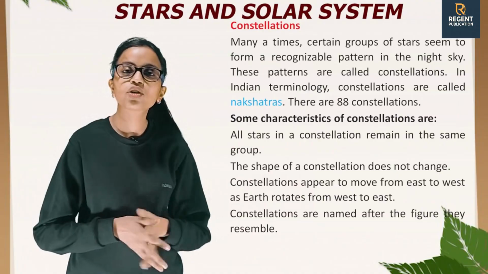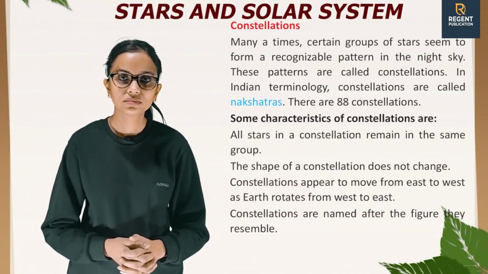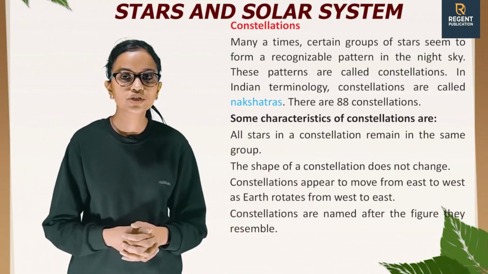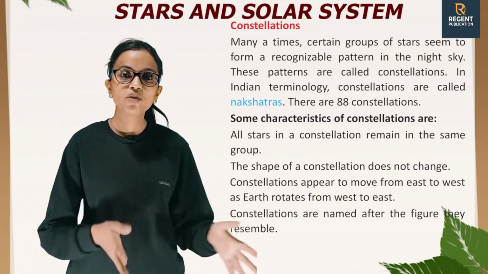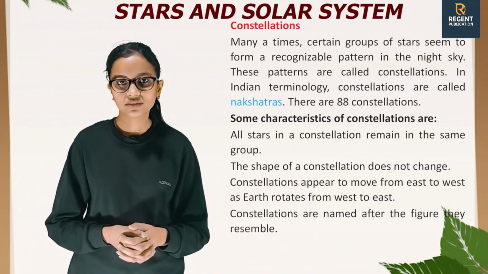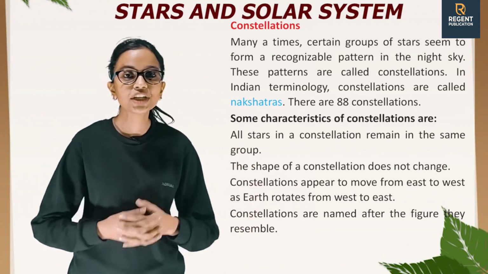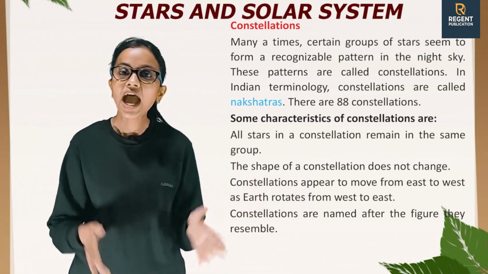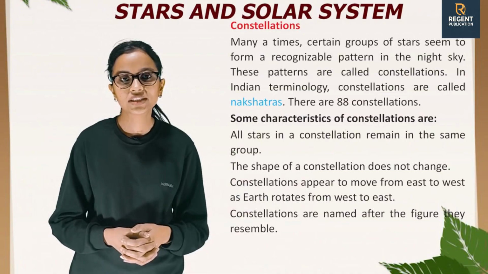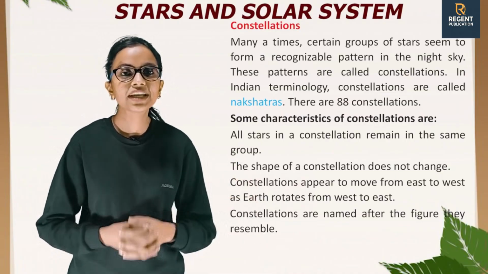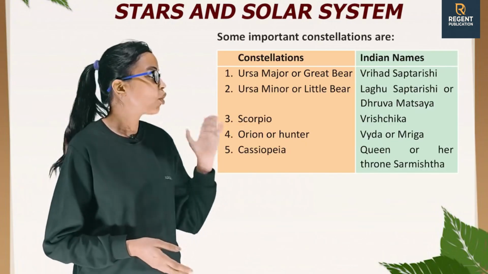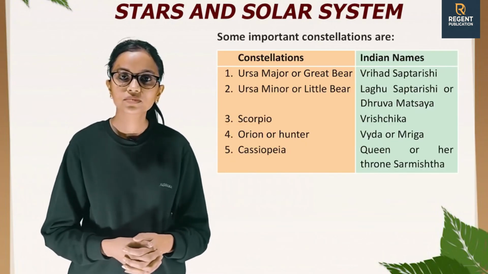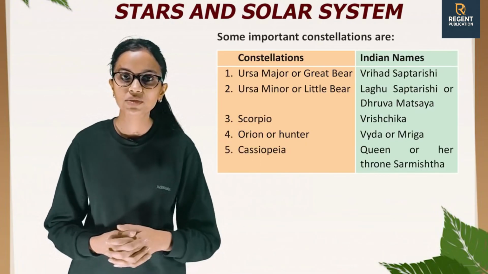Some characteristics of constellations are: all stars in a constellation remain in the same group. The shape of a constellation does not change. Constellations appear to move from east to west as Earth rotates from west to east. Constellations are named after the figure they resemble. Some important constellations and their Indian names are as follows.